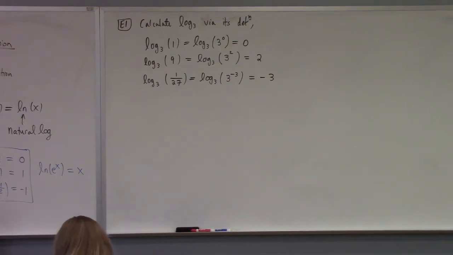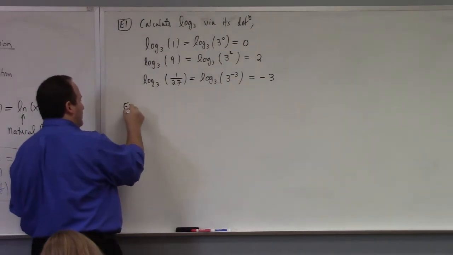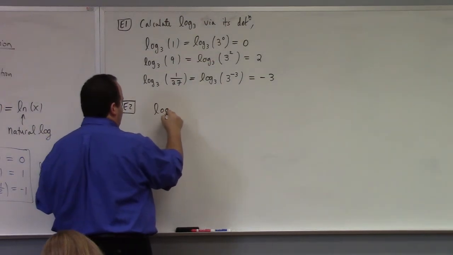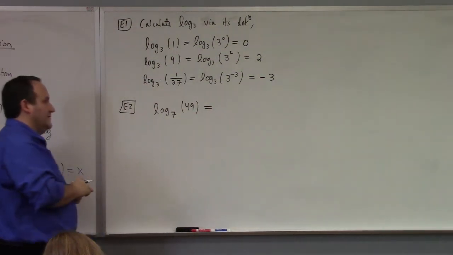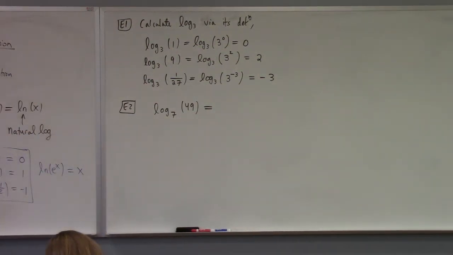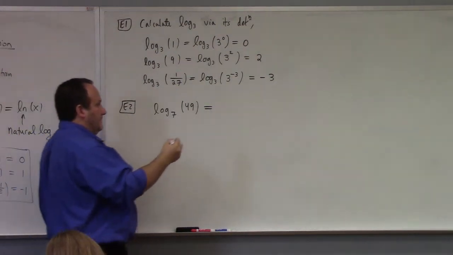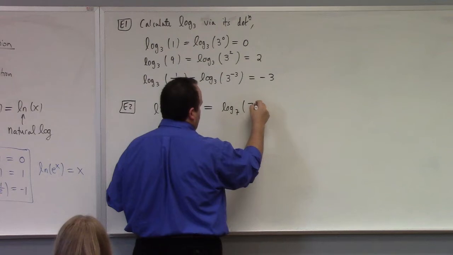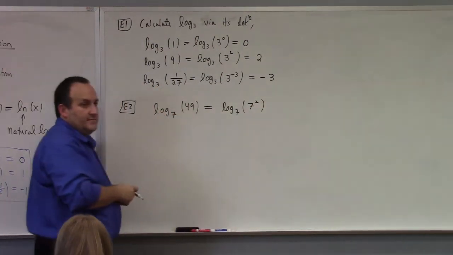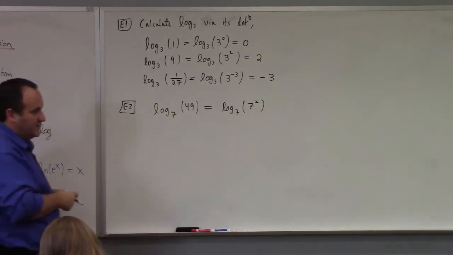Yeah, for these kind of problems, if these are the entry level problems, if you can look at the number and understand it as a power of your base, then that's how you do it. So here's another one. If I have log base 7 of 49, how would I do that? Well, I want to look at 49 as a power of 7. Can I do that? 49 is 7 squared, right? So this is 2.